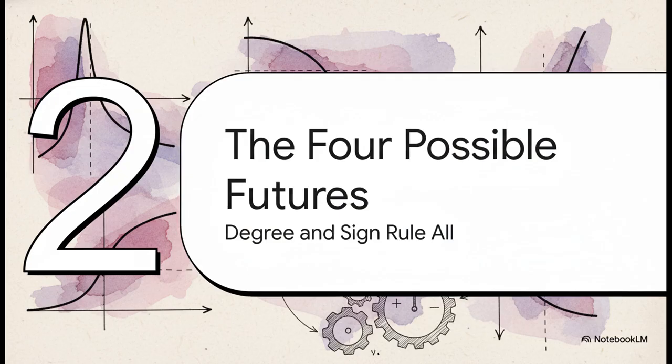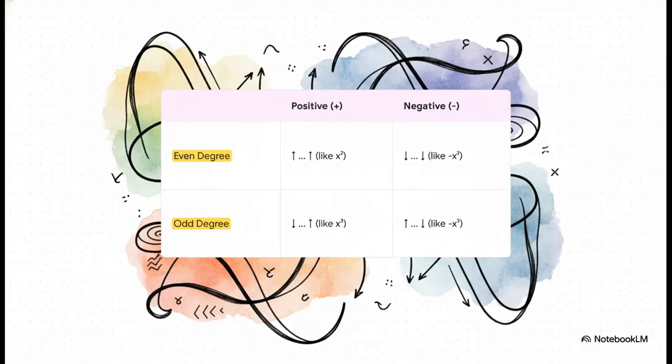And here's the craziest part. For any polynomial you can possibly imagine, there are only 4 possible long-term outcomes. That's it. Just 4. And what determines which of those 4 futures the graph will have? Just 2 super simple things about that one leading term. Is its exponent, the degree, even or odd? And is the number in front, the coefficient, positive or negative? That's the whole game.